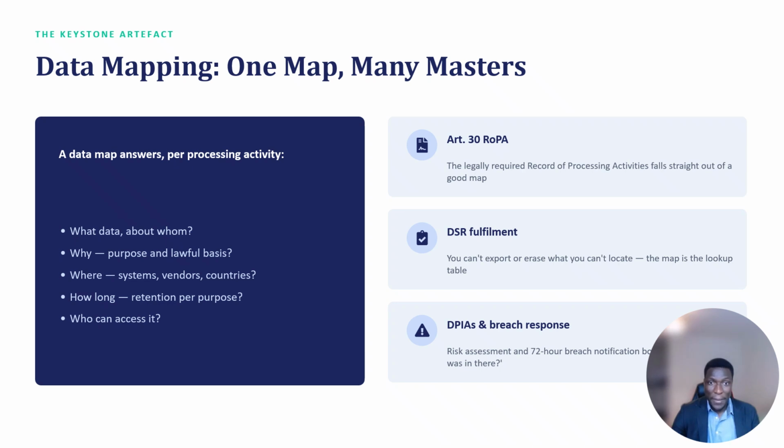Your data map is the best place to easily identify what was in the system, who has access, how long it is stored for, and what type of data it is. An advice which I would give is, if you are to maintain one privacy artifact very well, make it your data map.